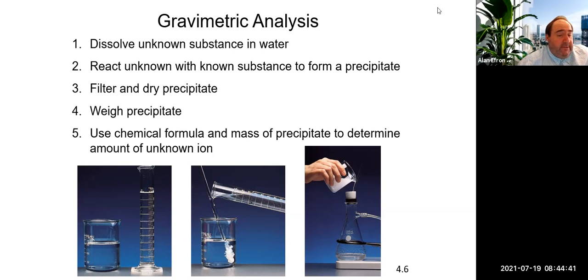Another common procedure is to just take two solutions and mix them together. And the result of that is a precipitation reaction, which forms a solid precipitate. And you can then filter it out, dry it, weigh the precipitate, and you can figure out basically the percent yield that you got. And that would be your actual yield. And that's what we see here.